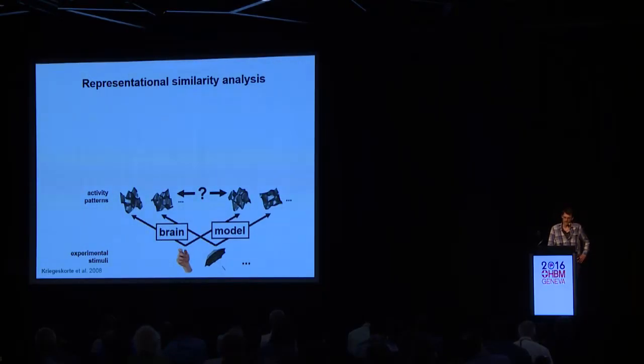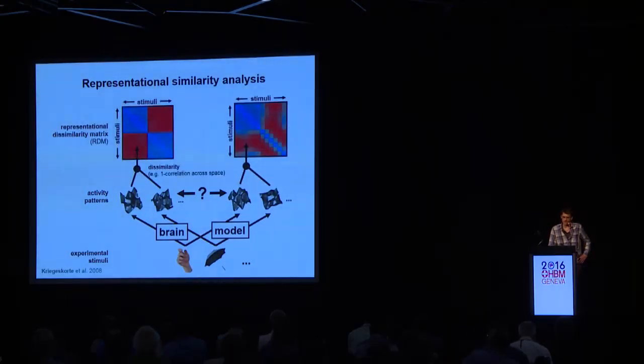to the responses that we measure in the brains of our subjects, we abstract from this level of the activity patterns and describe the representational space with a particular multivariate summary statistic, which is the representational dissimilarity matrix. So this is a matrix indexed by the stimuli in both dimensions, where you can look up for each pair of stimuli how similar they are in the representational space of a brain area. And because these matrices are indexed by the stimuli, they're very easy to compare between models and brains.